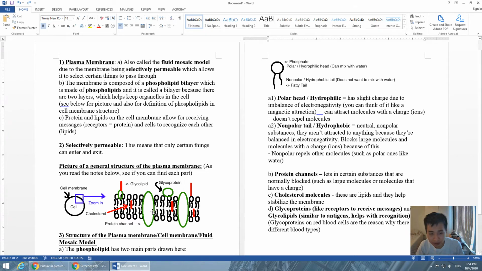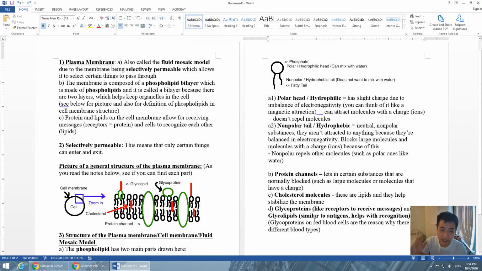Cholesterol molecules are the little red lines in between. They're just lipids and they help stabilize the membrane. You can imagine they're like glue. They help the cell membrane keep its shape. Glycoproteins are on the outside, obviously, in order to be able to receive messages. One example of a glycoprotein is a receptor to receive messages, and there are more examples that we're not going to get into. And then glycolipids are similar to antigens.